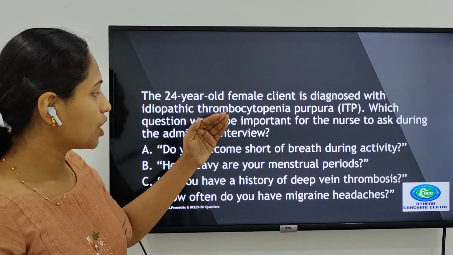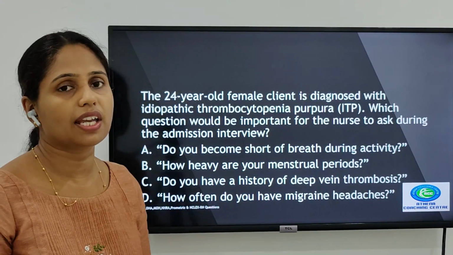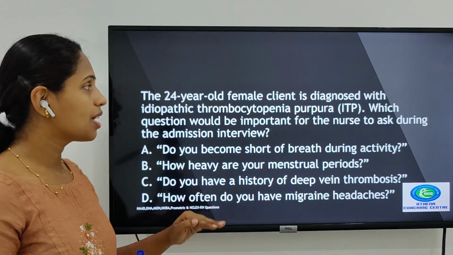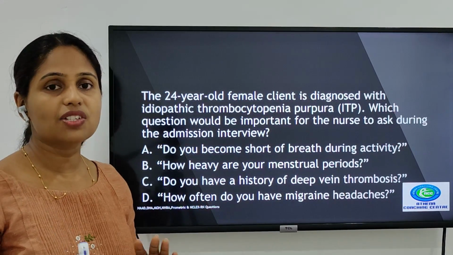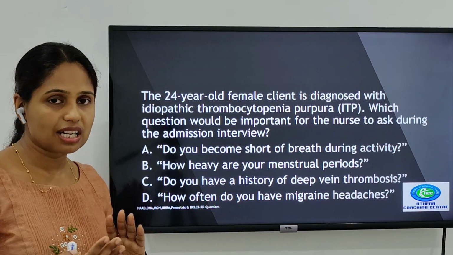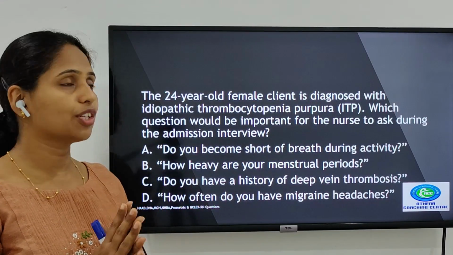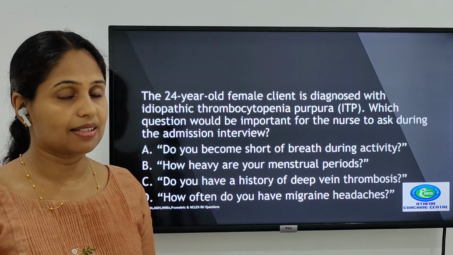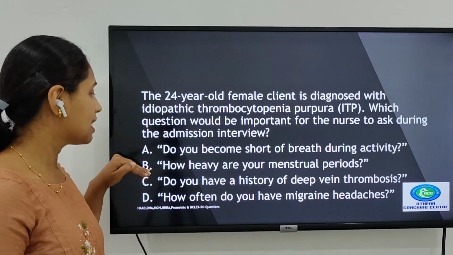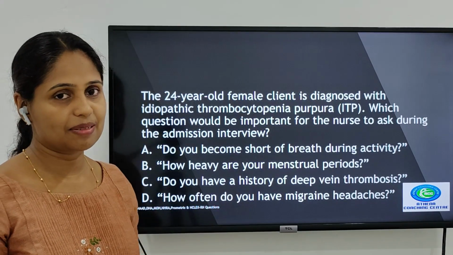And thrombocytopenic purpura and a history of deep vein thrombosis are again not directly related. So for the correct answer, you just have to ask the client about bleeding. The option related to bleeding is the second option, how heavy are your menstrual periods. So the correct answer for this question is the second, how heavy are your menstrual periods? Okay.